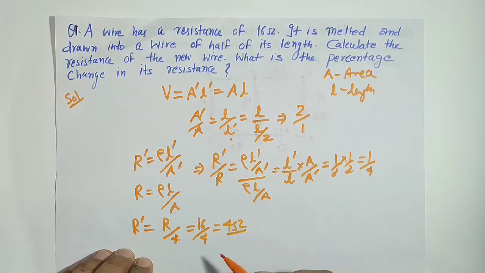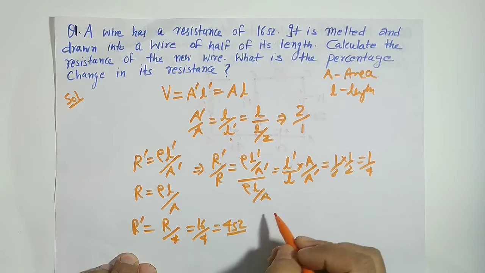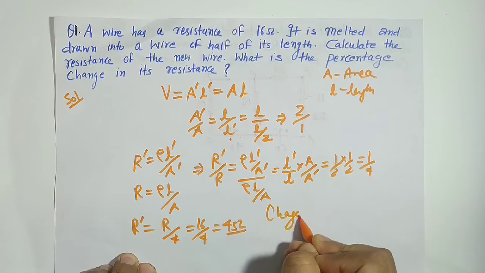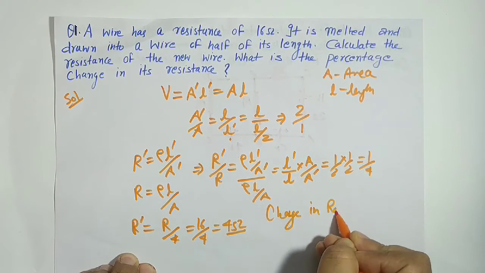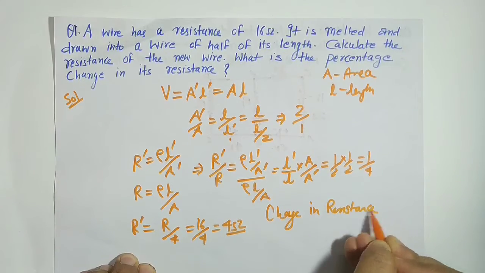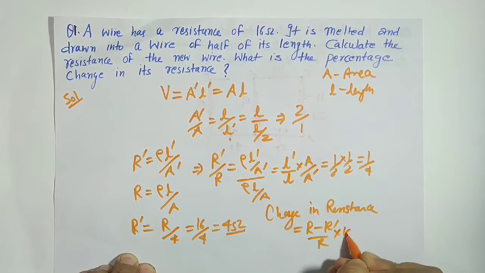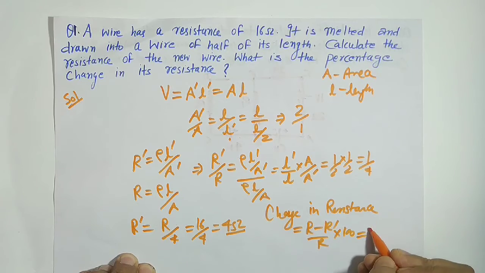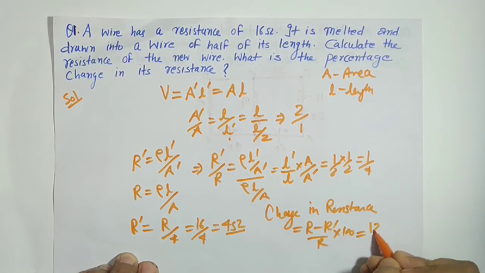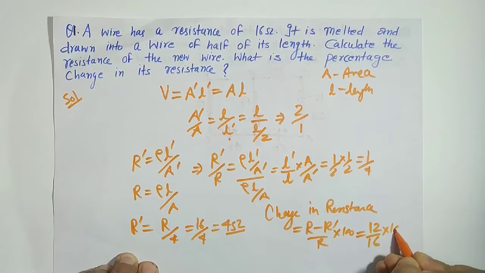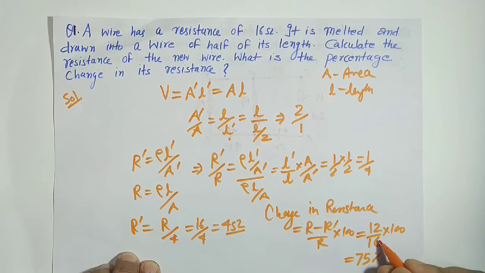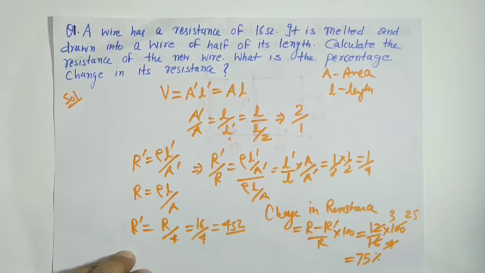So this is the answer for the resistance. Now the percentage change in resistance, we will find it. All of you know how to find it: R minus R dash by R into 100. So R minus R dash, that is 16 minus 4, which is 12, by 16 into 100. So sort it out: 4 into 4 is 16, 4 threes are 12, and it will be 25. 25 into 3 is 75 percent. So this is the answer.